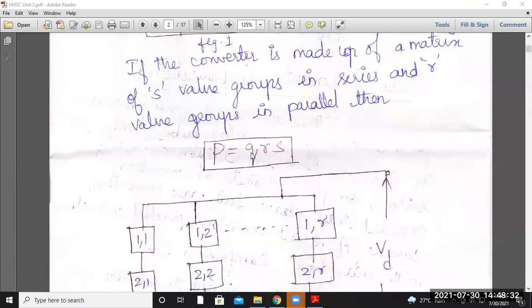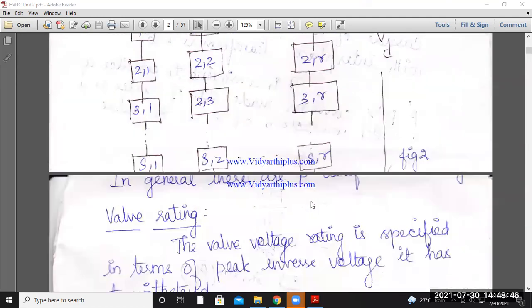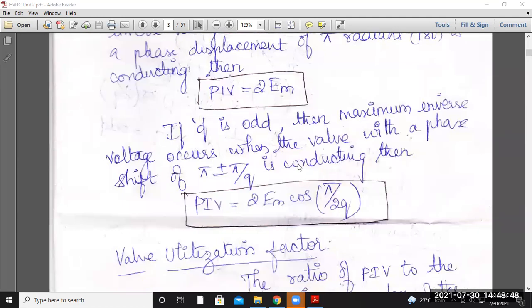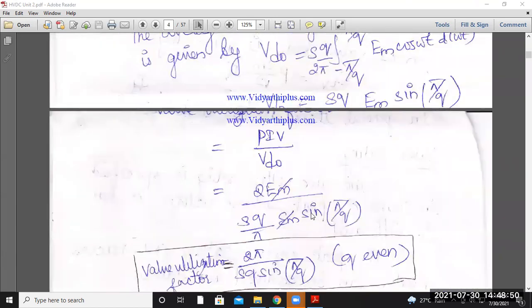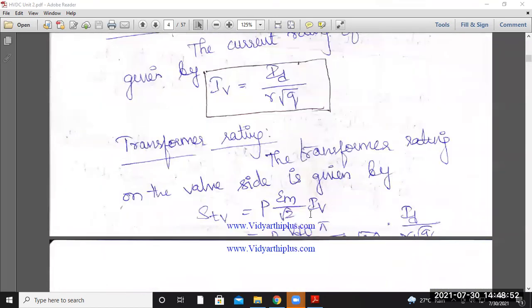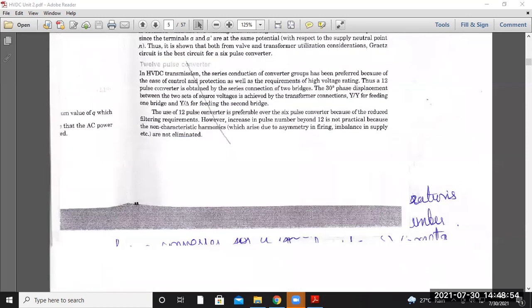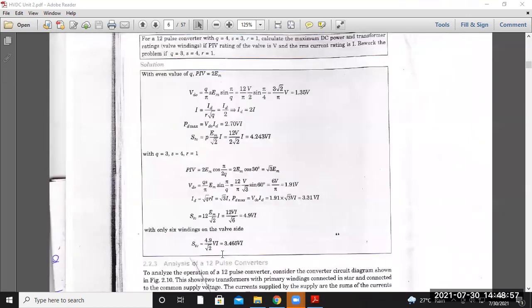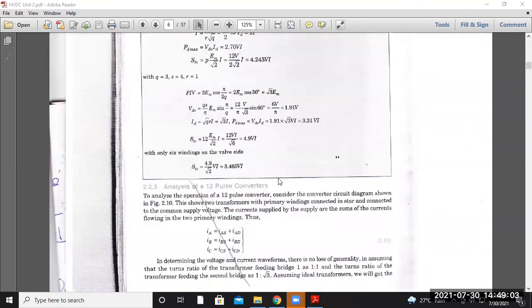Accordingly, P is given as QRS. Q is the number of groups in parallel. The converter taken is given in series, and R is given in parallel condition. So accordingly, the condition has been derived. These are the topics that we have studied in our previous classes. In the previous class we have also seen this derivation, or you can say this example, and how it has been solved.